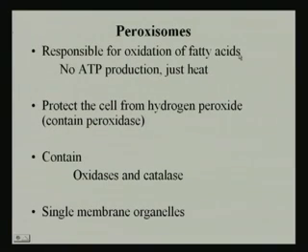Now, let me come to another important organelle, which is the peroxisome. This is responsible for the oxidation of fatty acids. No ATP production takes place in this organelle, just heat production. It protects the cell from hydrogen peroxide, that means from oxidation, as it contains the peroxidase enzyme. Besides this oxidoreductase group of enzymes, it contains oxidases and catalase group of enzymes too. It is a single membrane organelle.